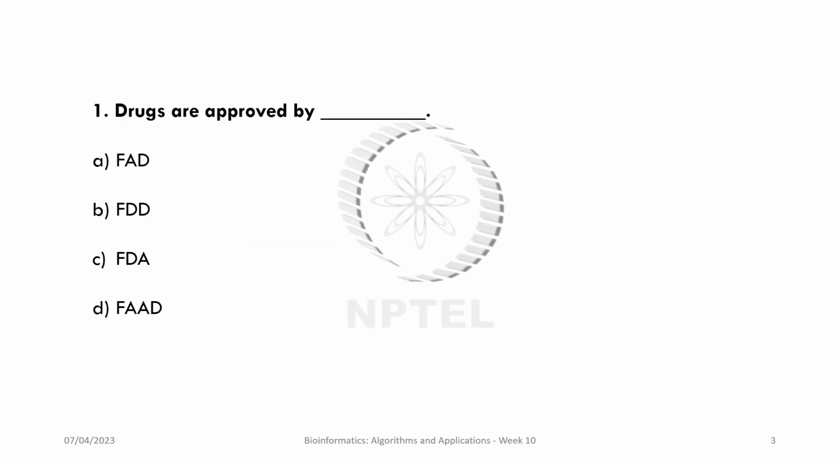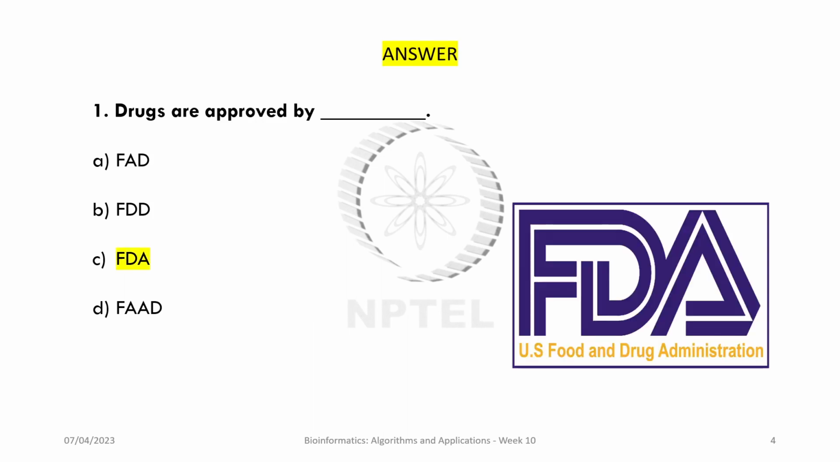First question, a rather simple and straightforward one. Drugs are approved by option A FAD, B FDD, C FDA, and D FAAD. So I'm going to jump right into the answer. Answer is option C, FDA, Food and Drug Administration, and this is applicable to US standards, which strictly monitors the food products and drugs that are deemed safe for the people to consume.